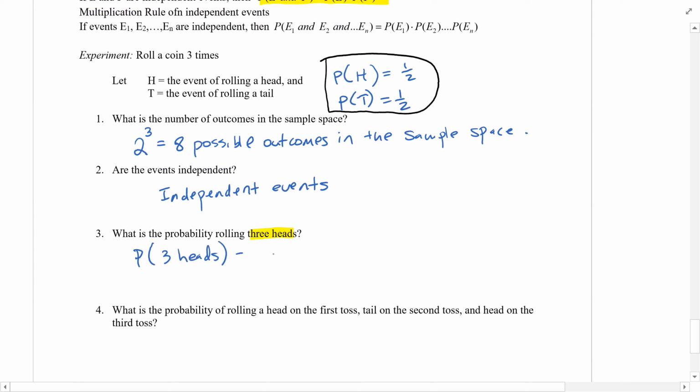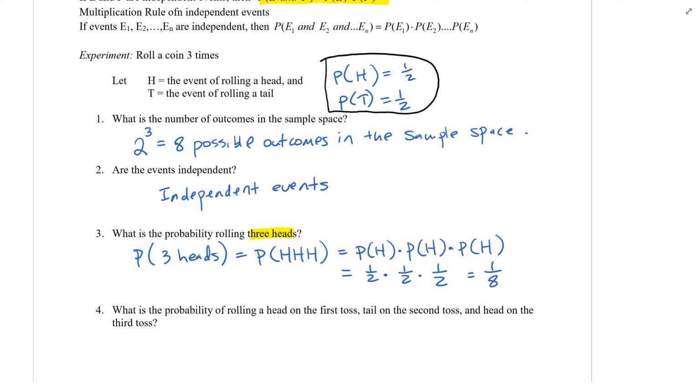That means I'm finding the probability of having 3 heads. Let me write it using notation: head on the first flip, head on the second flip, head on the third flip. Since the events are independent, I multiply them. That's equal to P of head on the first flip times probability of getting head on the second flip times probability of getting a head on the third flip. Getting a head on the first flip is 1/2. Probability of getting a head on the second flip is also 1/2. Probability of getting a head on the third flip is also 1/2. So that's equal to 1/2 times itself 3 times, so 1/8. The probability of getting 3 heads when flipping a coin 3 times is 1/8.